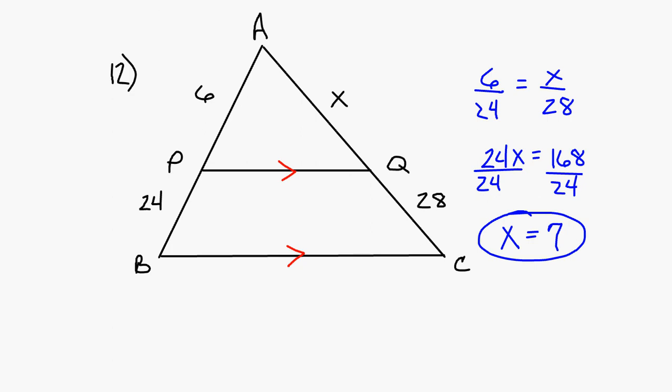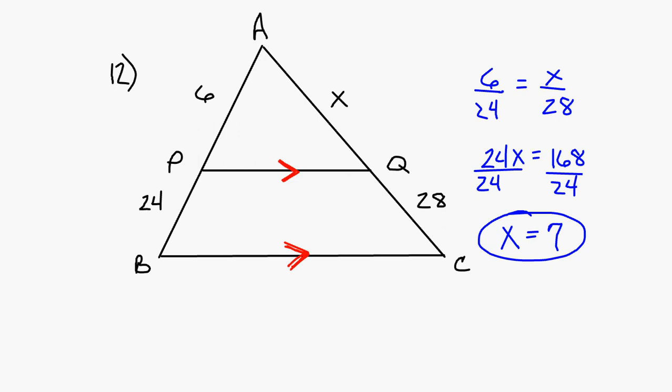No, that says given that PQ is parallel to BC. That was the clue in the problem. If these two weren't parallel, you don't know that these four segments are proportional. So when they told you that PQ is parallel to BC, that's your clue to set up a ratio to solve for x.